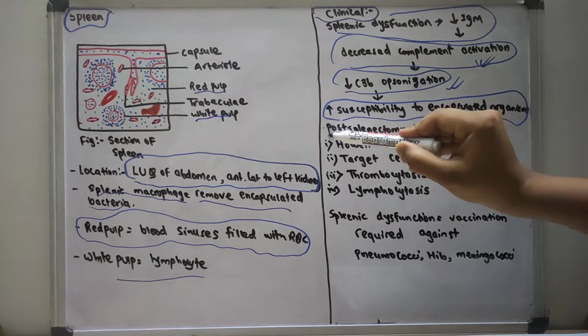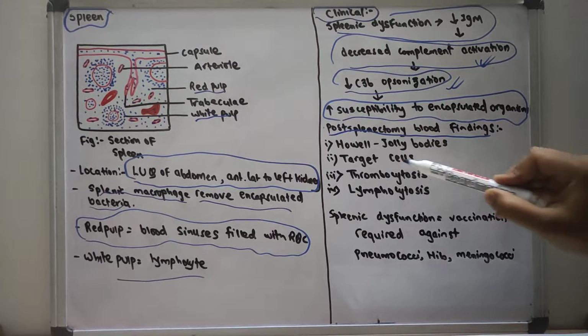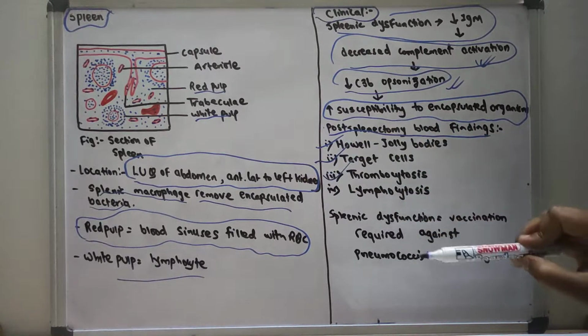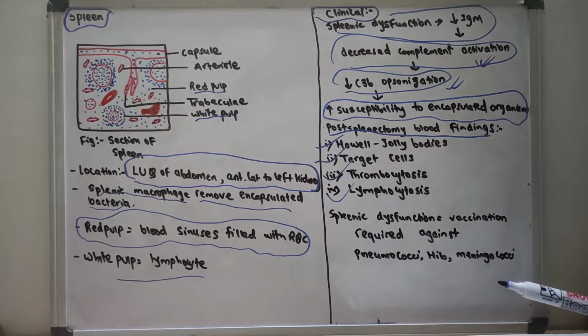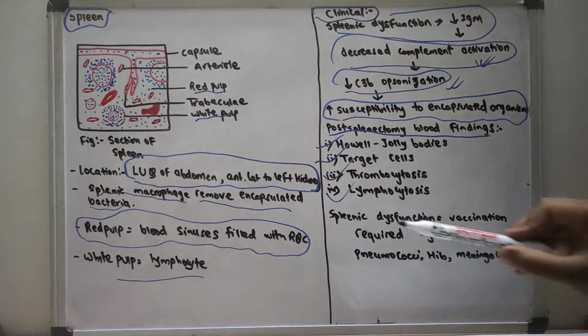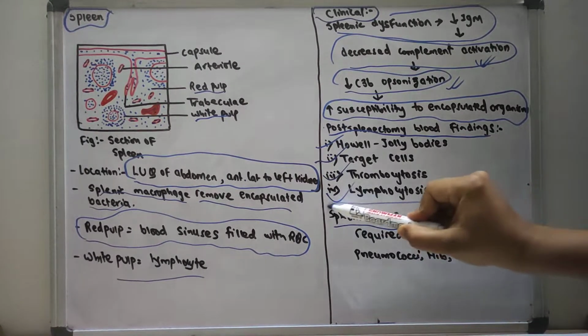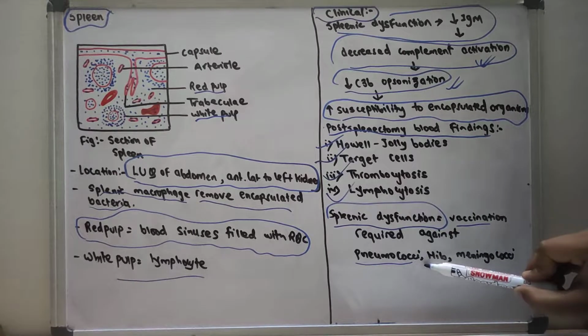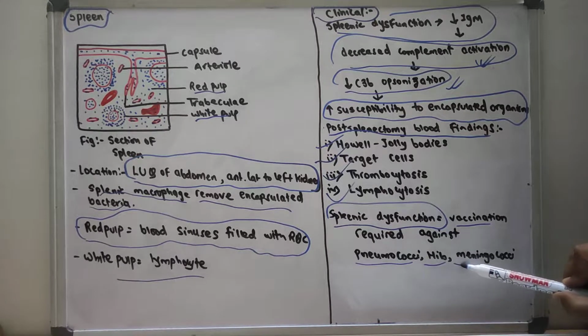So the post-splenectomy blood findings will be the Howell-Jolly bodies, the target cells, thrombocytosis and lymphocytosis. So if there is any splenic dysfunction in the person, then vaccination is a must against the encapsulated organisms like the pneumococci, Haemophilus influenzae B and meningococci.